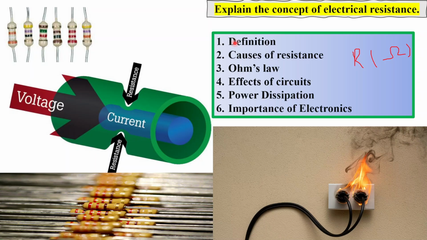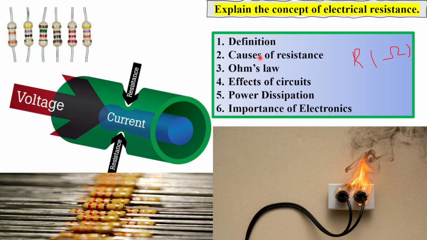The definition: electrical resistance is the opposition encountered by a material to the flow of electric current when the voltage is applied across a material. The electrons within the material experience resistance as they move through it. Next one, causes of resistance. Resistance arises from various factors within the material.